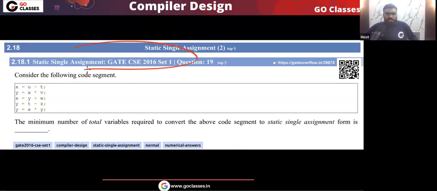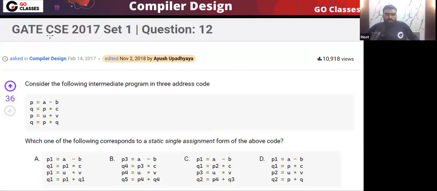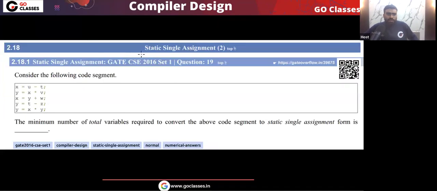Now this is a GATE 2016 question. Let's solve it. Remember, in GATE 2017, the question came from SSA. In 2016 also, the question came from SSA. Let me tell you, in 2015 also, the question came from SSA. So in 2015, 2016, 2017, for three consecutive years, a question on SSA came. And these are very simple, easy questions.